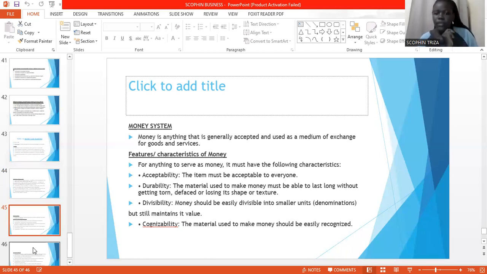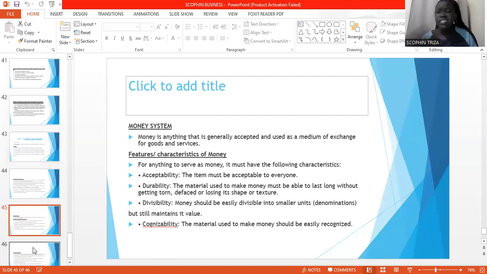Number two, durability. The material that is used to make money, we've seen a note or a coin, must be able to last long without getting torn, defaced, or losing its shape and texture.